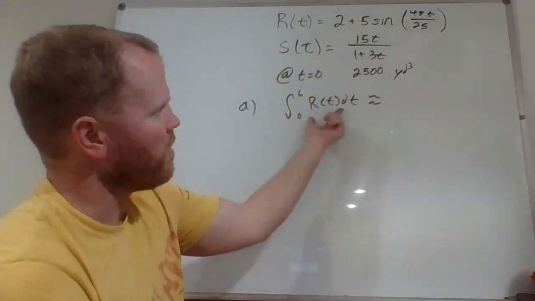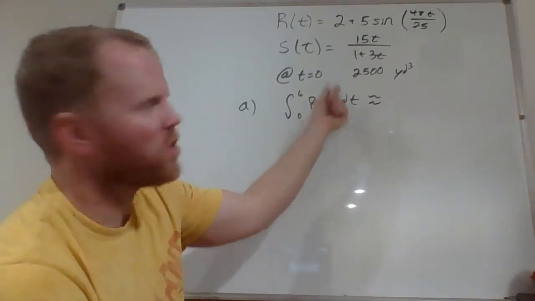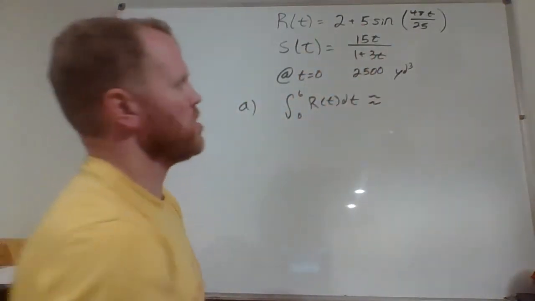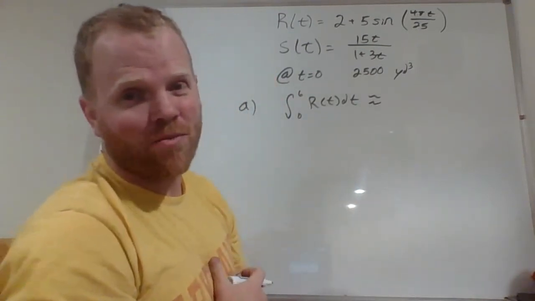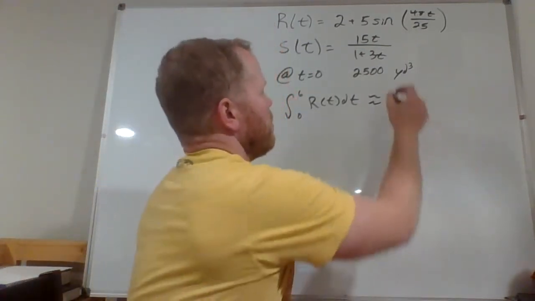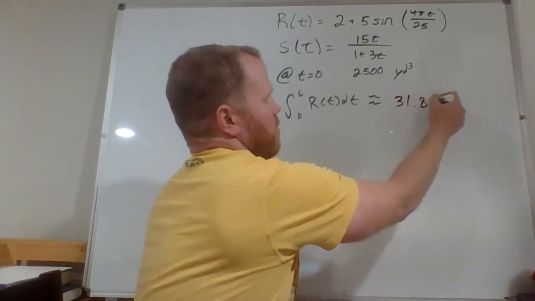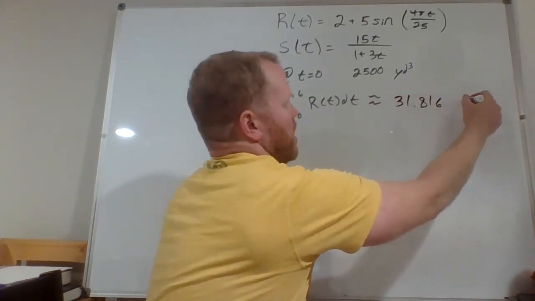But I already know what R of t is, so you can just write the name of the function. You don't have to write the rule or equation for it. And if you just do this in your calculator, again, it's a trig thing, so you need to be in radian mode here. You should get 31.816, and that's in cubic yards.